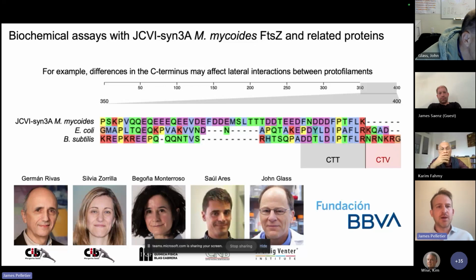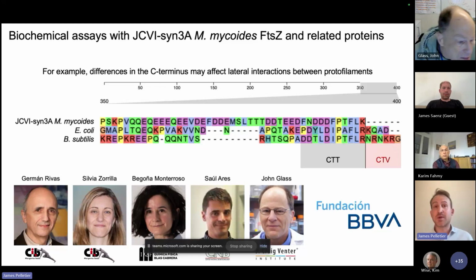And they've worked extensively with those homologs in E. coli and other bacterial species, and have reconstituted interactions between those proteins in various biochemical formats. So the goal of this project is to perform similar experiments, but with the proteins encoded by the Mycoplasma mycoides syn3A genome. There are interesting sequence differences between these homologs.